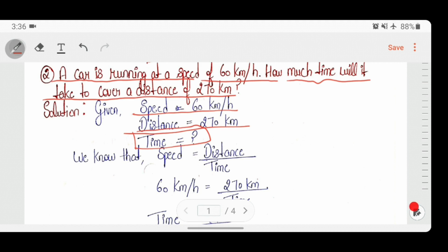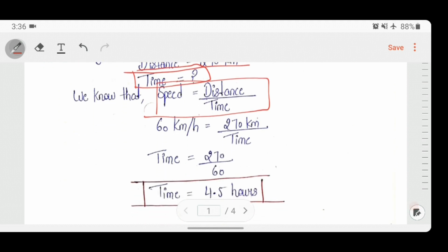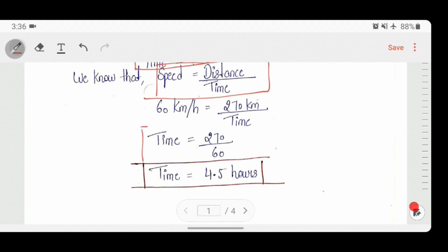Again we know that speed is equal to distance upon time. So we use the same formula which we used in the previous numerical. Speed is equal to distance upon time. After putting all the values in the formula, we got time is equal to 270 upon 60. After dividing these values, we got time is equal to 4.5 hours. So the car takes 4.5 hours to travel the distance of 270 kilometers at a speed of 60 km per hour. So students, this is how we can easily solve these numericals.